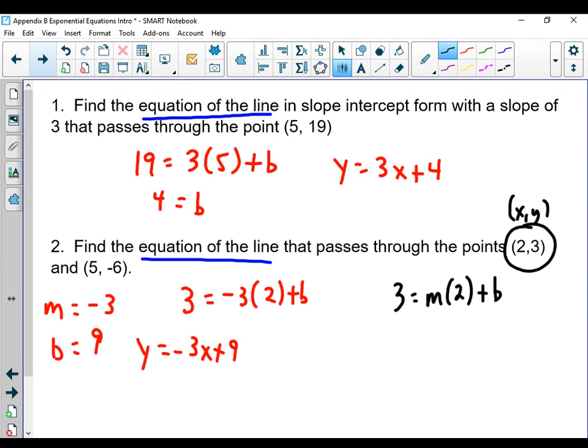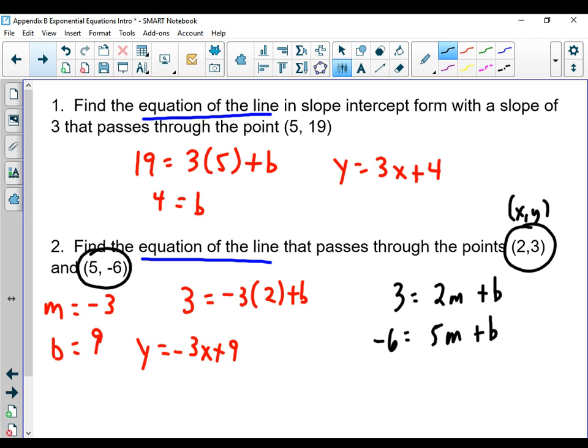Then I go to the other point. Well, that's an x and a y as well. So my y is negative 3. I don't know m. My x is 5. And I don't know b. So maybe I could just use this system of equations. Now, instead of m times 2 and m times 5, it may be easier to work with if I say 2m and 5m. What might be a good strategy to solve that system of equations?